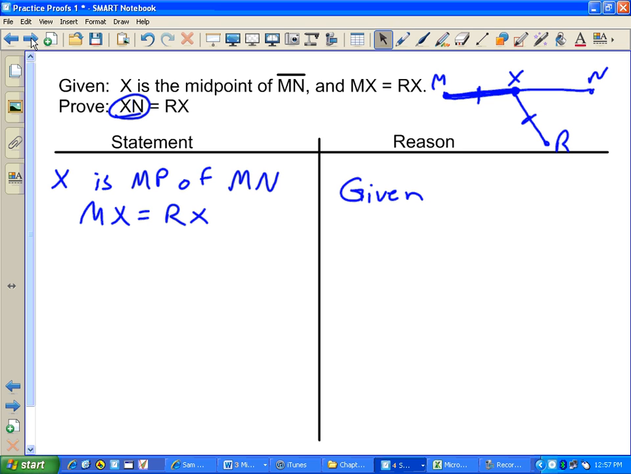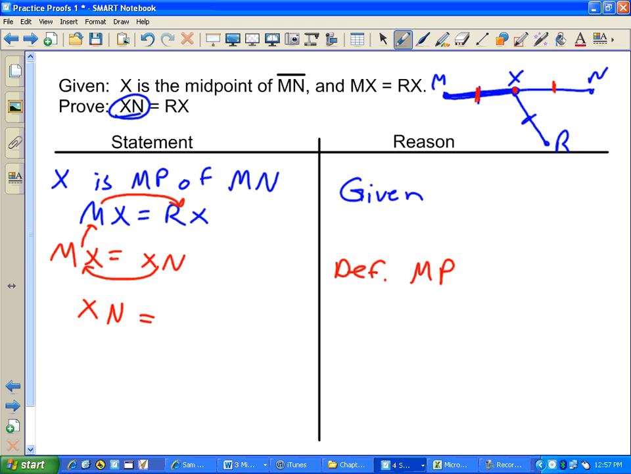Well, I know X is my midpoint. Midpoint means it's in the exact middle of this segment. So that means that this has to be the same as this. So I'm going to say that MX equals XN, because that's the definition of a midpoint. Now if you can see, I've got a trail that I can follow. XN goes to MX. MX takes me to RX. Therefore XN equals RX by transitive.